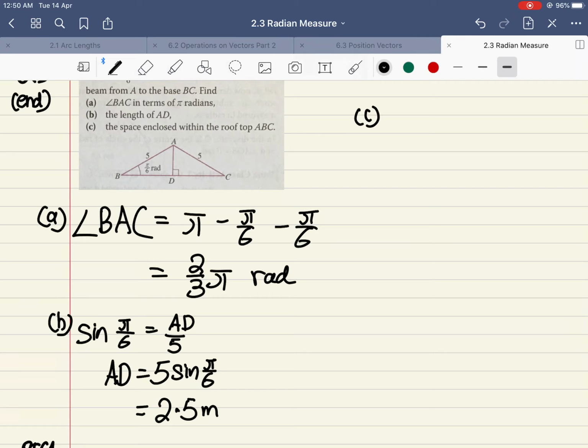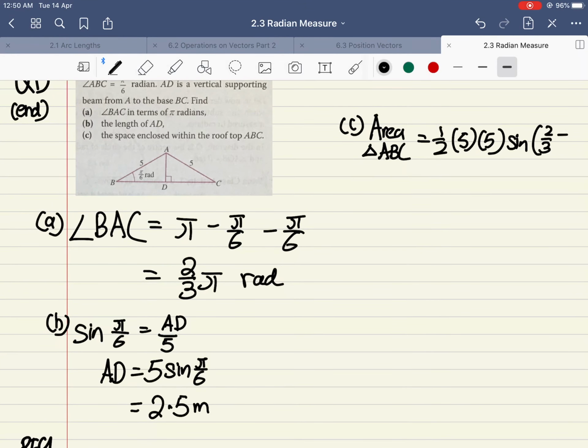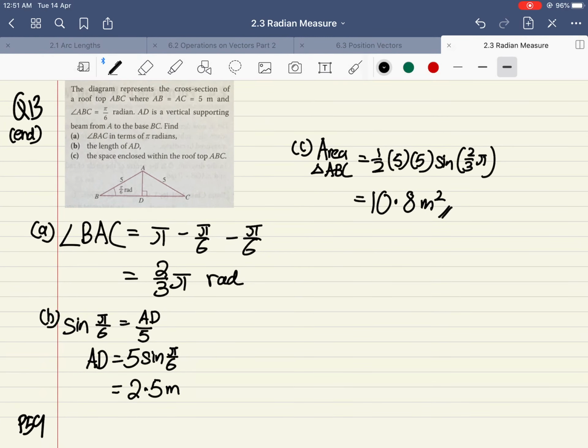Now for part C, the space enclosed within the rooftop. The space enclosed within the rooftop is basically the area of the triangle. So the area of triangle ABC is equal to half AB sine theta. What is theta? 2 over 3 pi, yes, 2/3 pi. Just key that into the calculator. You'll find that you get a value of 10.8 meters squared. And this concludes the lesson on 2.3.